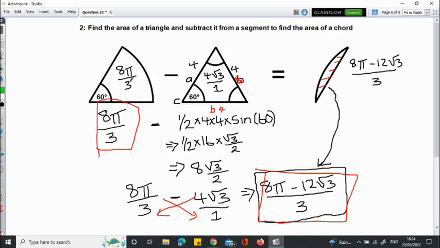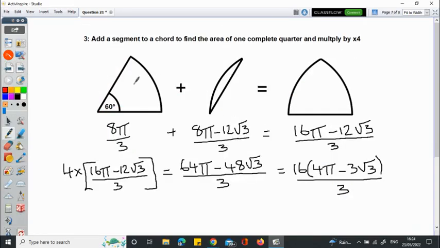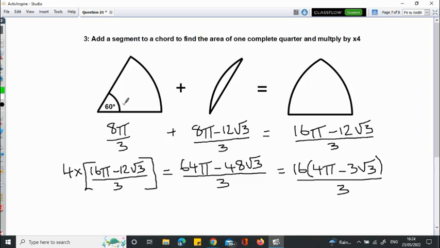So we're going to add this little segment here onto this like this, and we're going to now add a segment and a chord, and that will give us the shape of 1/4. So that's what I've done here. I've drawn this out, that this segment plus this segment equals this shape.